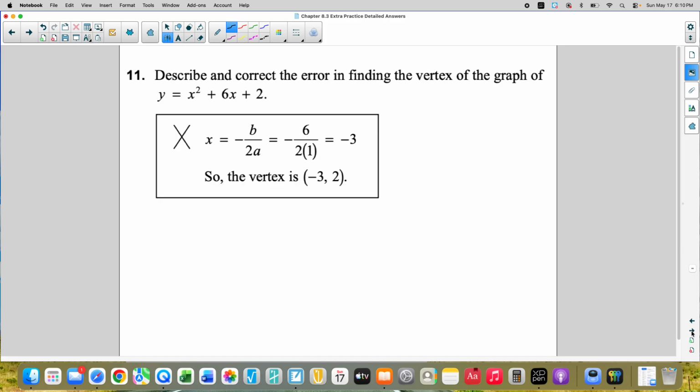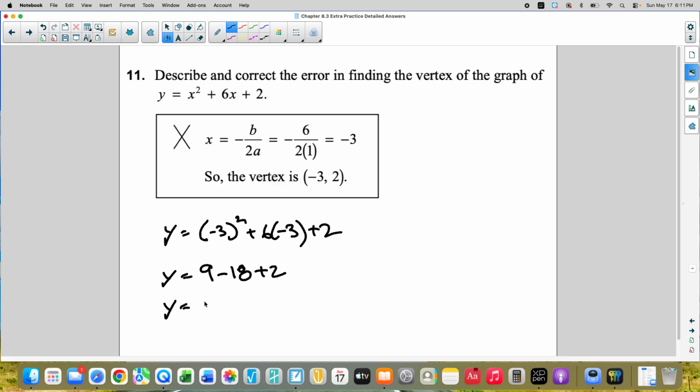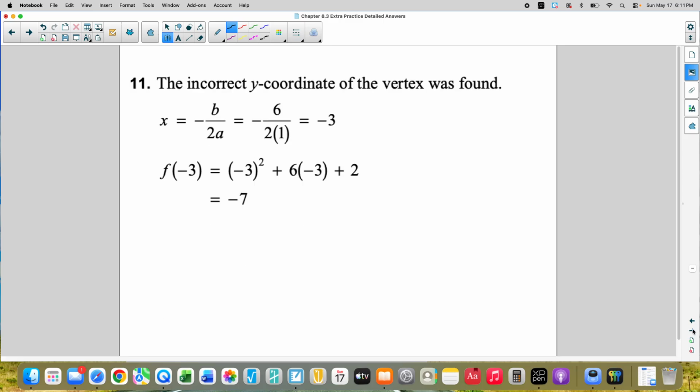Describe and correct the error. Find the vertex of the graph. Okay, so opposite of b, that's good, all over 2a, that's fine. So the vertex, well, we have to just plug in negative 3 squared plus 6 times negative 3 plus 2, which gives us 9 minus 18 plus 2, which is negative 9 plus 2 is negative 7. So, nope. The point should be negative 3, negative 7. Yep, negative 3, negative 7.